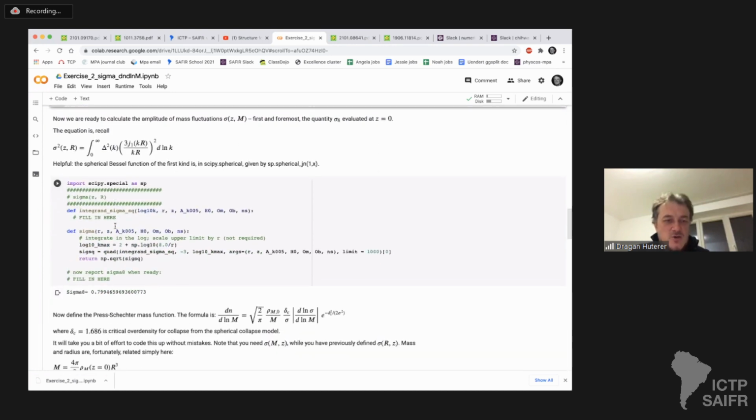Now I ask you here, here's what we have to code up. It's the amplitude of mass fluctuation squared. We have to do this integral. What you'll find useful is that I imported here SciPy routines, and the spherical Bessel function of the first kind is this expression. So start here, put in an integrand of this function, put it in here.